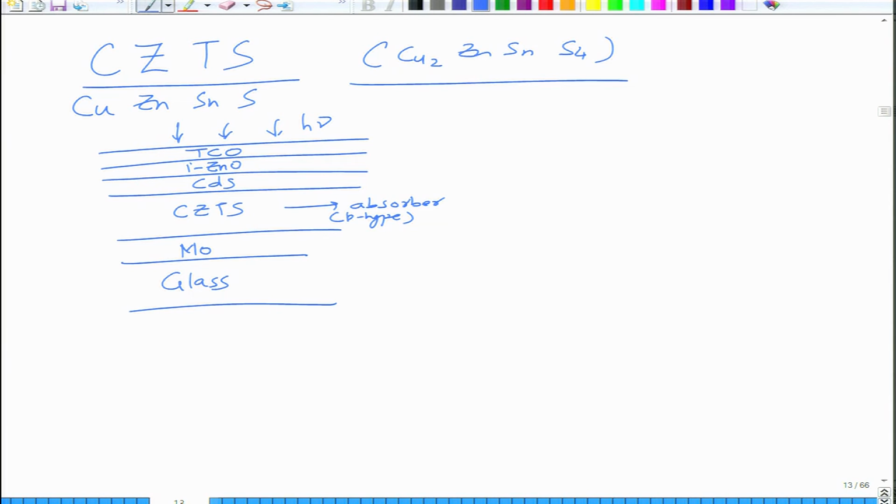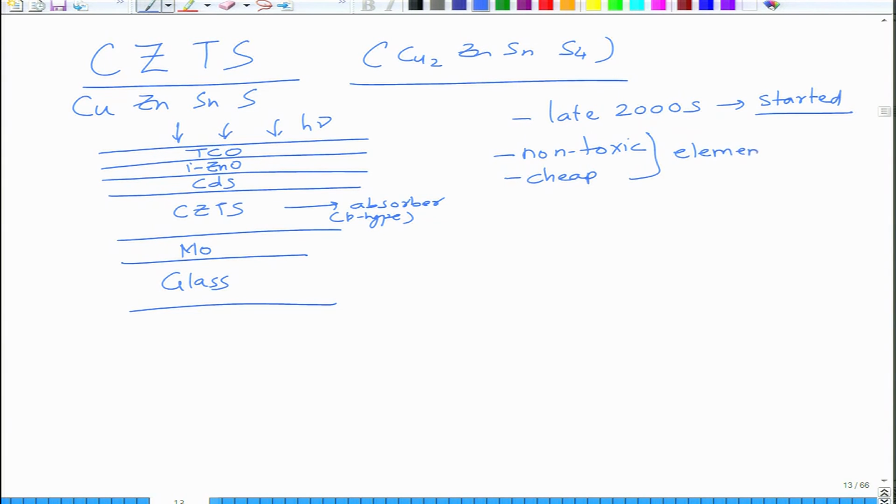So this is a very good technology. The work started in late 2000, primarily because it uses non-toxic, cheap elements. Copper is available, zinc is available, tin is available easily. So this is where it's a very exciting technology, because it's very simple looking.